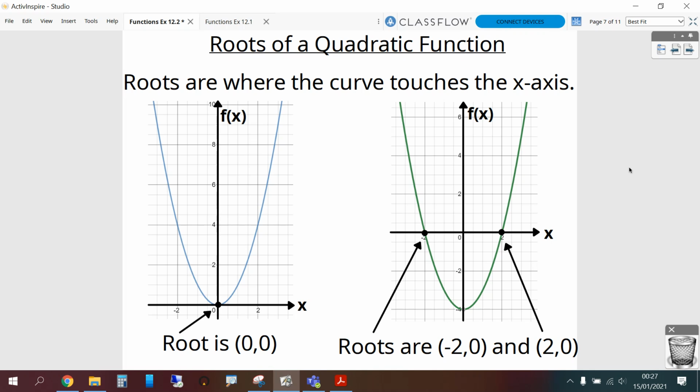The roots of a quadratic function are where the curve touches the x-axis. In this graph on the left, there's only one touch, and the root is 0, 0. In the second graph on the right, the roots are negative 2, 0 and positive 2, 0.